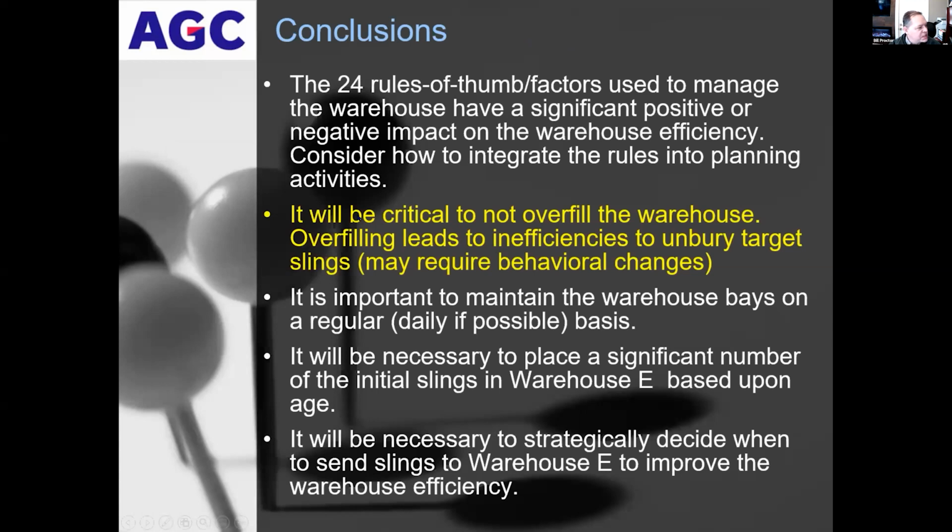The conclusions on this project were that we could definitely see that the 24 rules of thumb that we used to manage a warehouse did have a significant positive or negative impact on the efficiency. One of our recommendations after doing the space project was to consider how to integrate the rules into planning activities. We also identified that if we overfilled the warehouse, in other words, we have too many things in the warehouse, it takes away our flexibility, and it greatly reduces the overall efficiency. You have to do a lot of unburying of materials, and you're very limited on where you can store things.